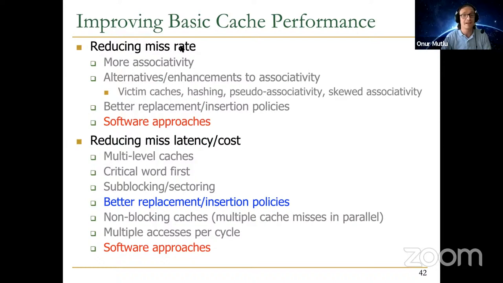So let's take a look at improving basic cache performance with improved algorithms a little bit. I'm not going to talk about everything; some of these things we already talked about. We're going to look at reducing miss rate and reducing miss latency and cost. We're going to first look at some software approaches quickly, and then we're going to talk about some better replacement and insertion policies after that. So let's take a look at software approaches.